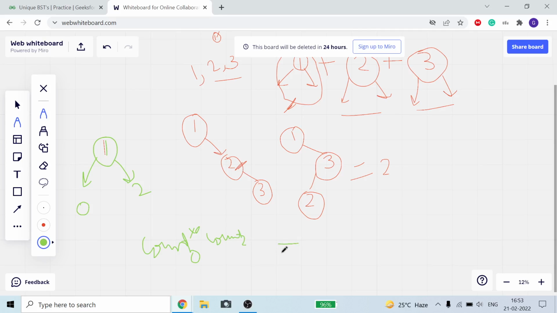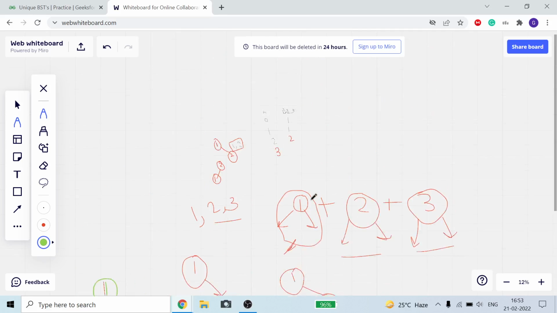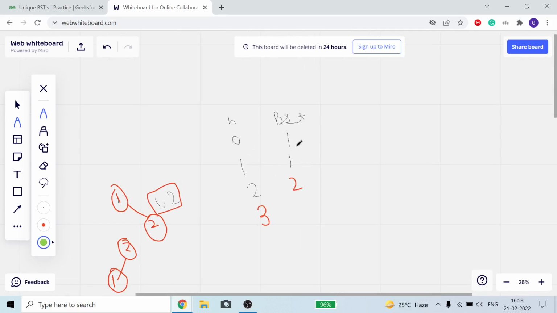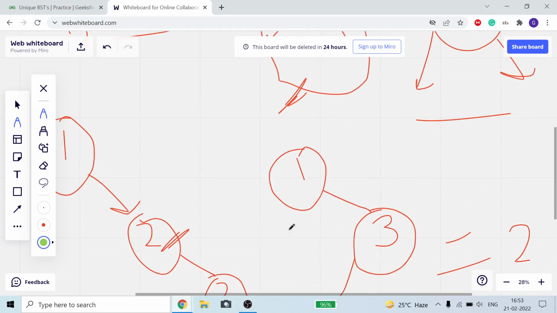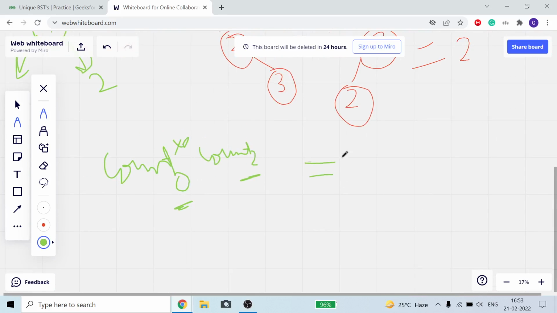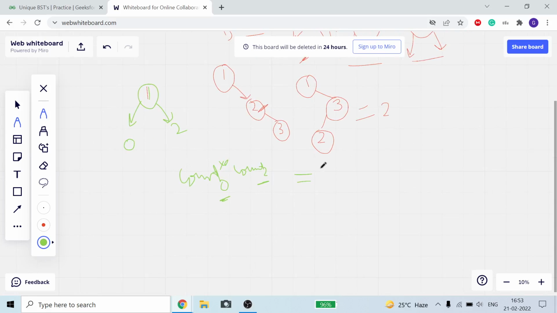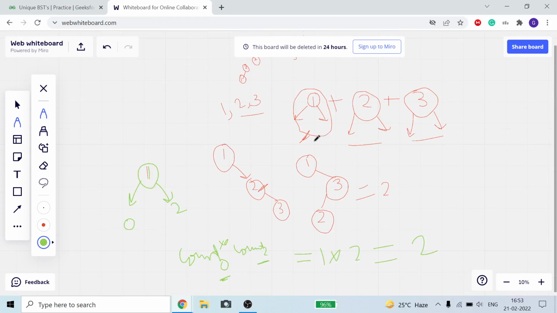What is this count of 0 and 2? Count of 0 and 2 is the number of arrangements we can make if we have that number of nodes. If we have 0 nodes then we have 1, if we have 2 nodes then we have 2. So here count 0 into count 2 is equal to 1 into 2. So the total number of formations with 1 as a root node is equal to 2. So here 2 will come.